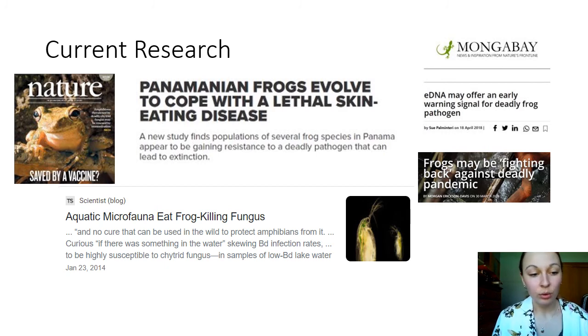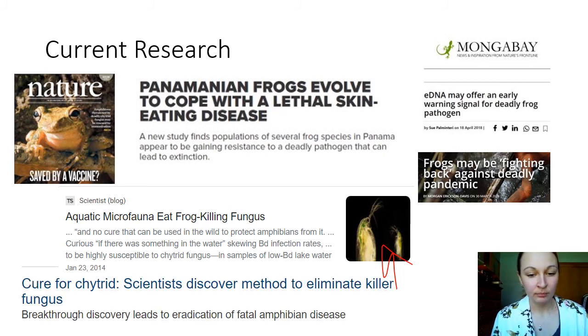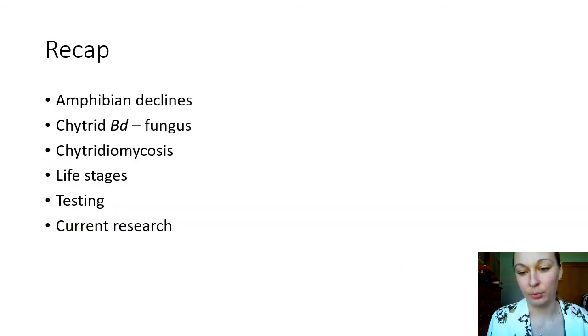This one is kind of cool because it's looking at microfauna. These guys are little Daphnia, also known as water fleas, and they can actually eat those zoospores, which can be a natural way of reducing that in the environment. And then a cure for Chytrid, they created an antifungal that they can spray on the environment, which will kill that fungus. It's cool. It's not super realistic to be able to just go and spray environments all over the world. It's also quite expensive at this point.